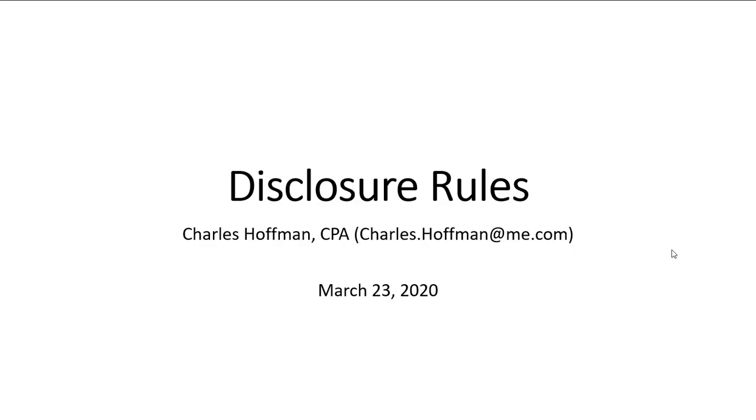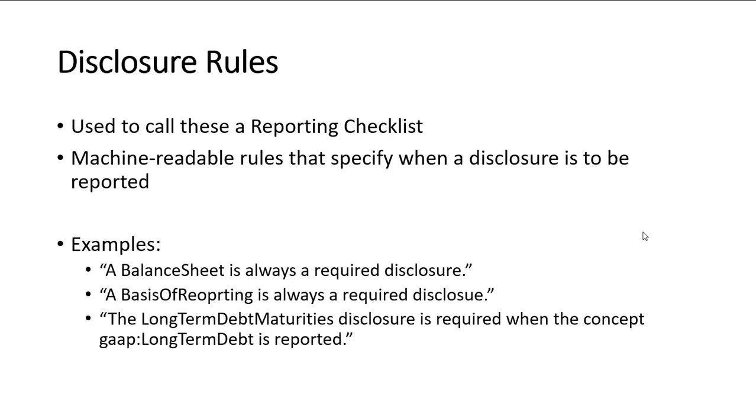Okay, in this video, I want to talk about disclosure rules. I used to call these reporting checklists. Basically, disclosure rules are machine-readable rules that specify when a disclosure is to be included within a report, when it's supposed to be reported.